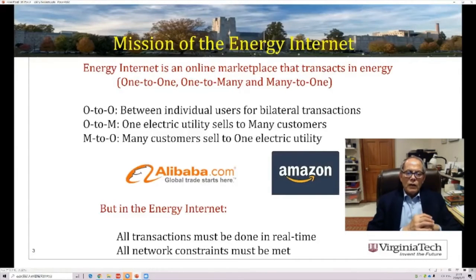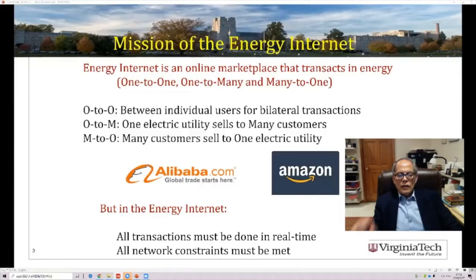So we defined in the previous slide what is Energy Internet. Now let me tell you what is the mission of Energy Internet. What do you want to do with it? As I said, Energy Internet is an online marketplace that transacts in energy. Like Alibaba.com can do trading anywhere in China and other countries as well. Amazon does the same thing. So I have three options here: O2O.